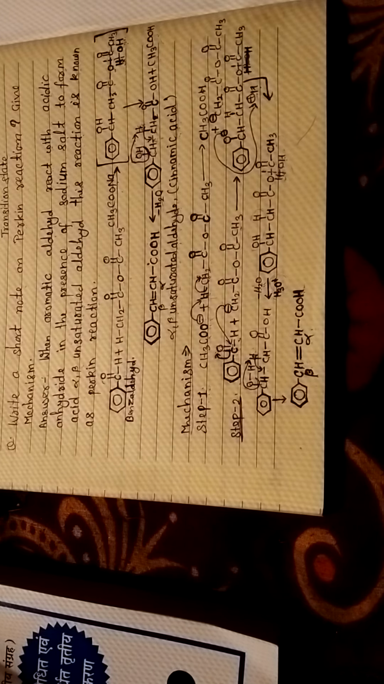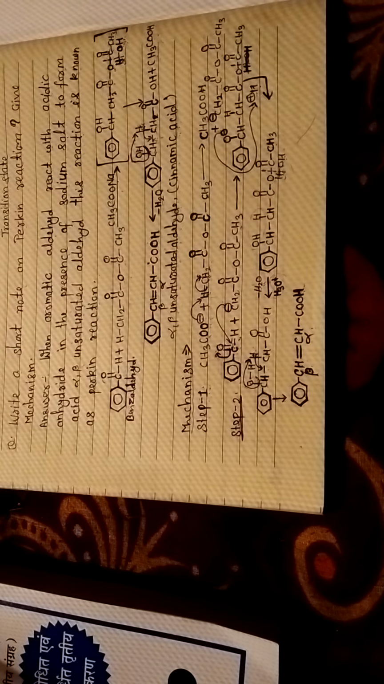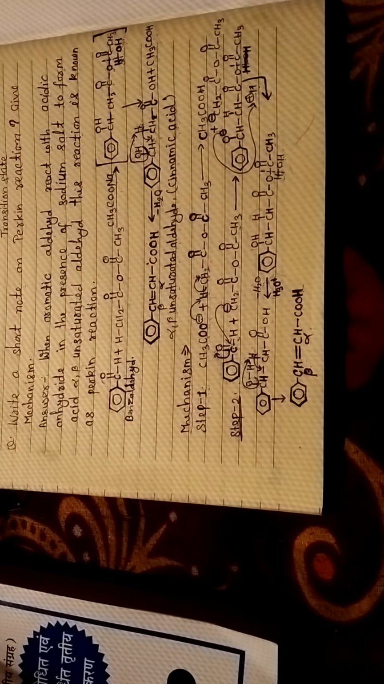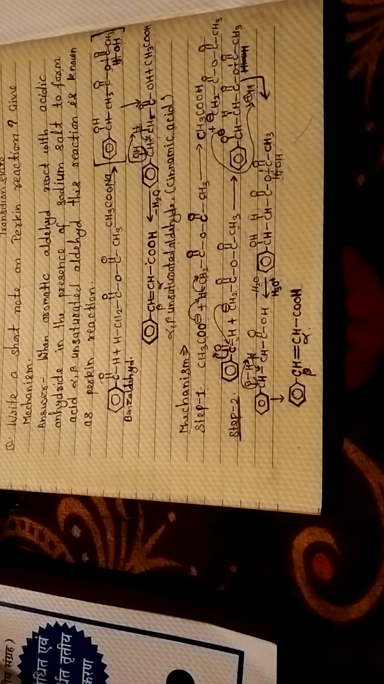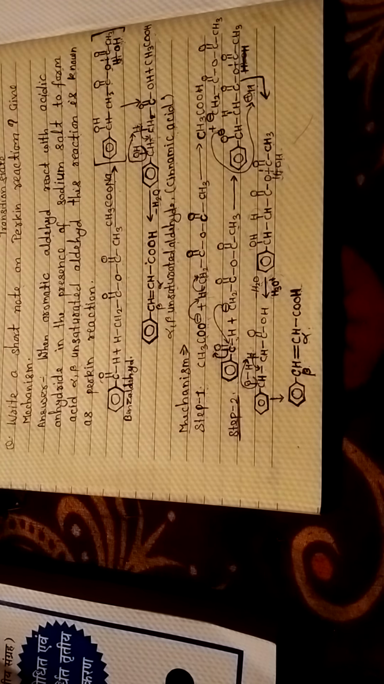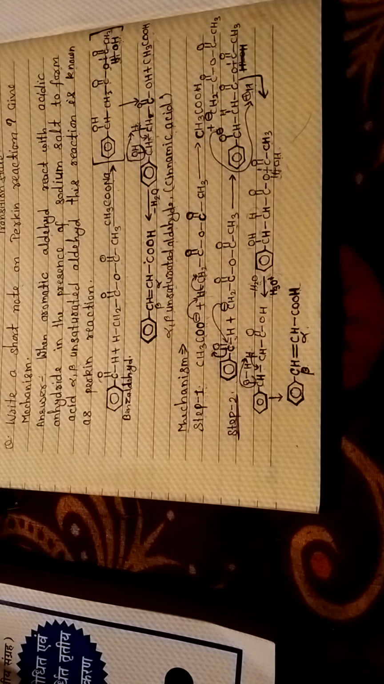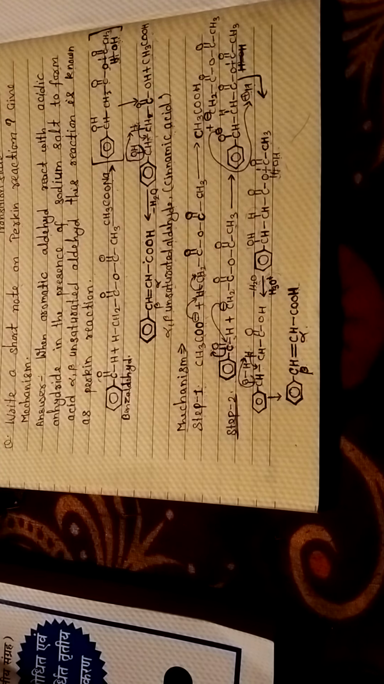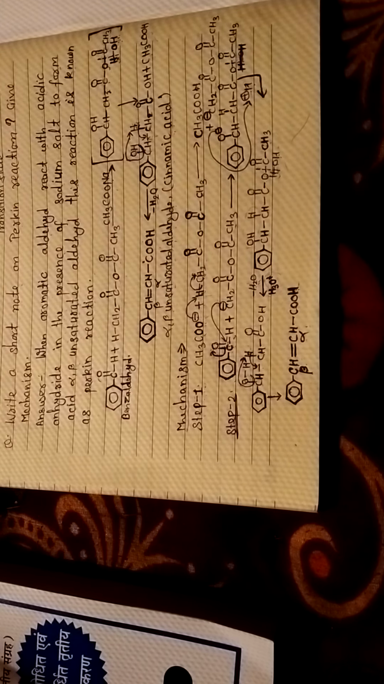this reaction is known as Perkin reaction. C6H5CHO is known as benzaldehyde. CH3CO-O-COCH3, this compound is known as acid anhydride. CH3COONa, this compound is known as sodium acetate.